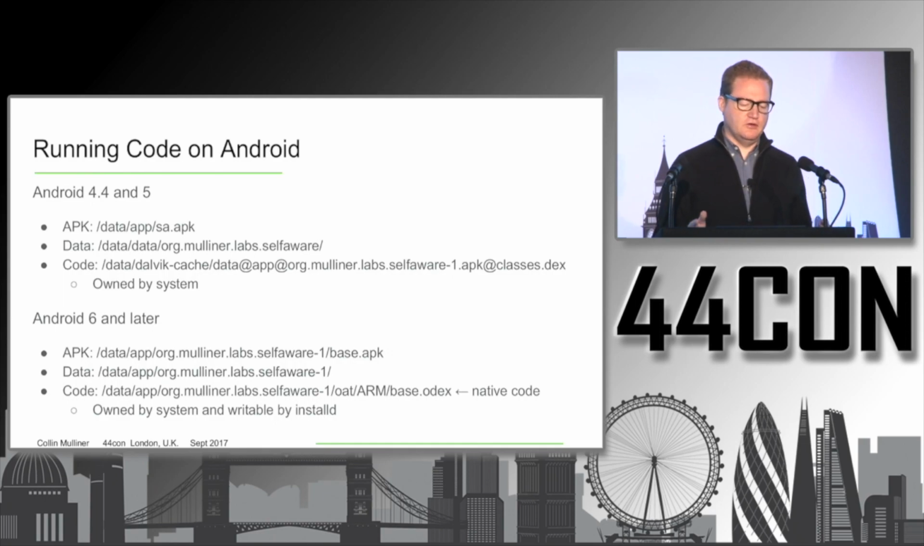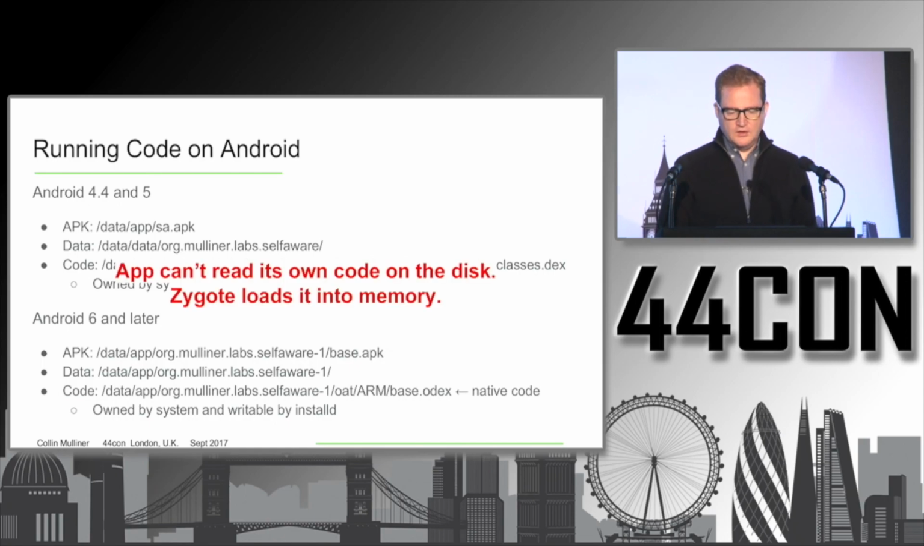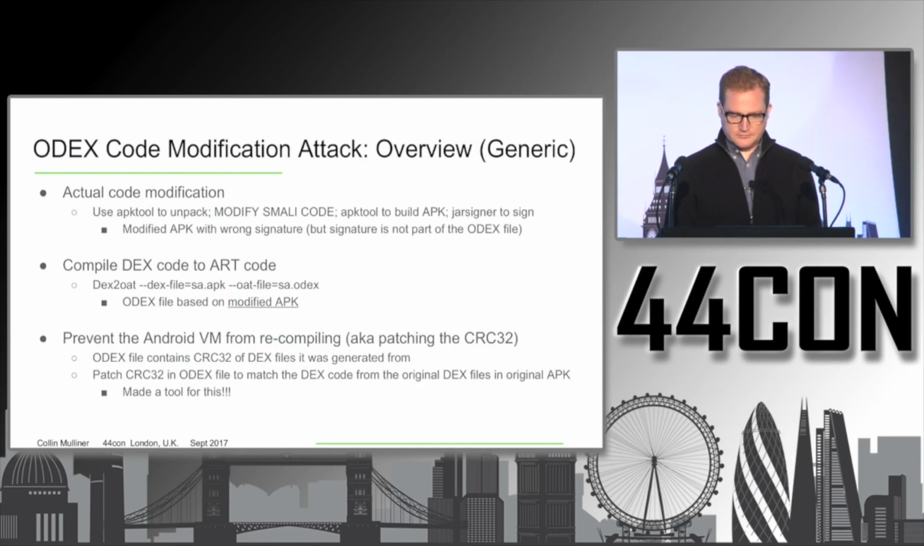But even if it's your own app's container directory, certain subdirectories are only writable by the system user or installd. And installd is the service that actually installs an application, which creates the directories and starts the DEX compiler. So the mechanism is exactly the same. Your app can still not read your optimized bytecode, because Zygote loads that into memory for you.